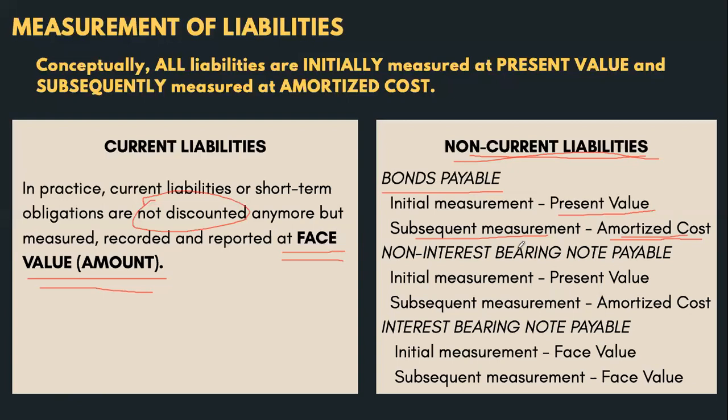But how about note payable, di ba? So, note payable na long term, di ba? So, how are we going to measure a note payable initially and subsequently? So, magmatter siya if the note payable is non-interest bearing or interest bearing. Okay, if the note payable is non-interest bearing, the initial measurement is at present value. And the subsequent measurement is at amortized cost. Take note of this. Pag non-interest bearing, ang note payable, initial measurement, present value, subsequent measurement at amortized cost.